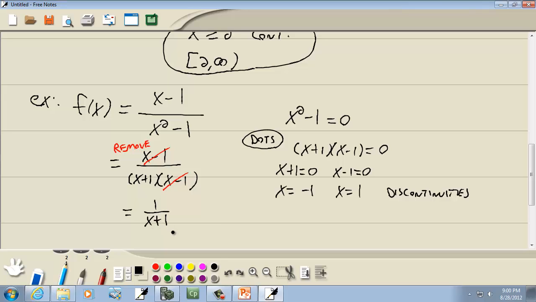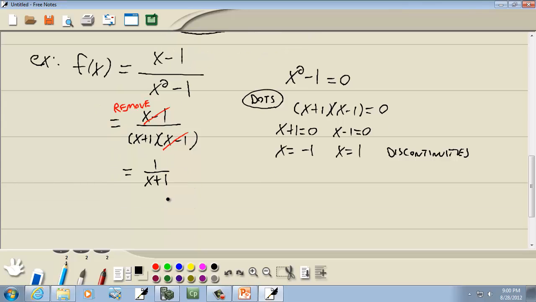Well, if I were to take the x plus 1 and set it equal to 0 at this point and solve it, I would get x is equal to negative 1. Now look at that. This happens to match this one right here. x equals negative 1. And up here, x plus 1. Well, that matches what I set equal to 0 here. So this right here is what's left.